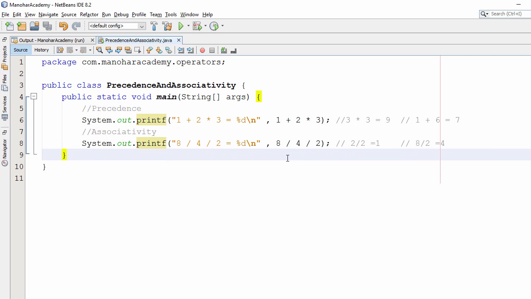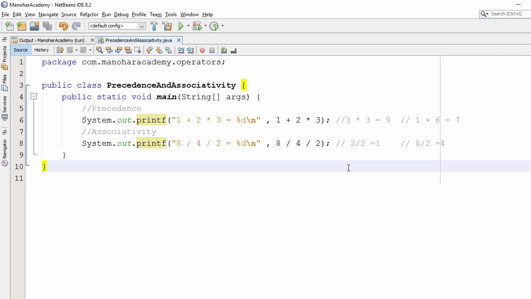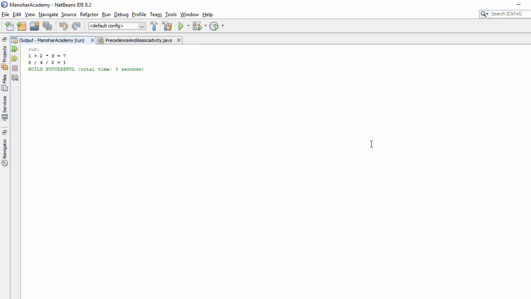In Java, most of the operators operate from left to right. Only a few will operate from right to left. So in this case, 8 divided by 4, which is on the left side, is going to be evaluated first. So it will be 2. 2 divided by 2, that equals 1. Okay, let's go ahead and see the output. We are expecting 7 and 1. I'm running this application. Okay, here you can see the output is 7 and 1.